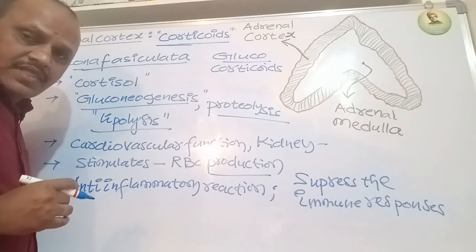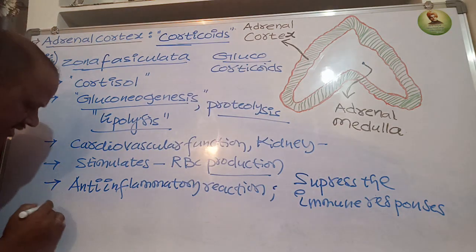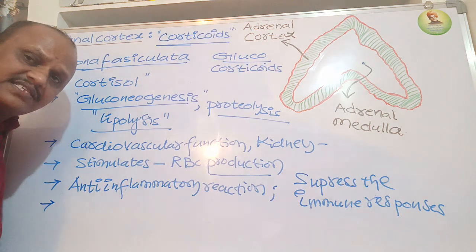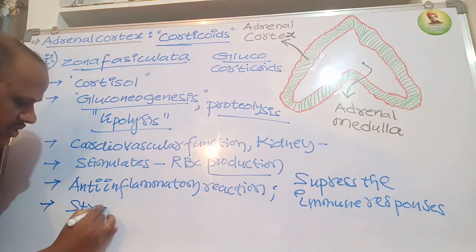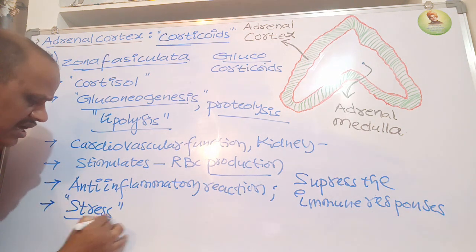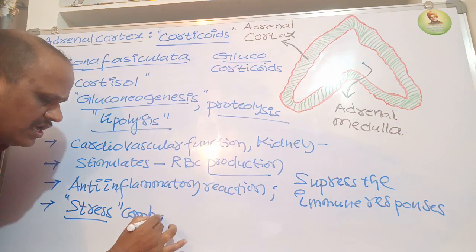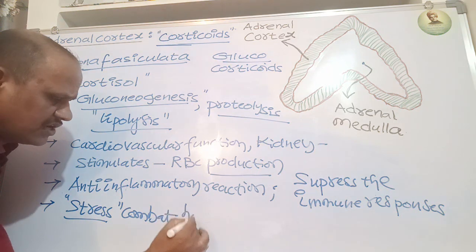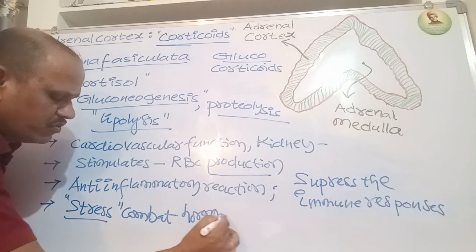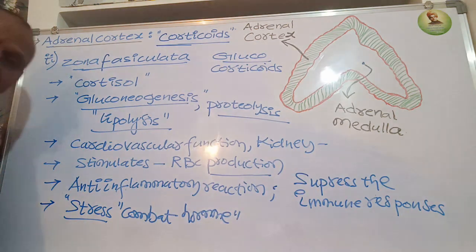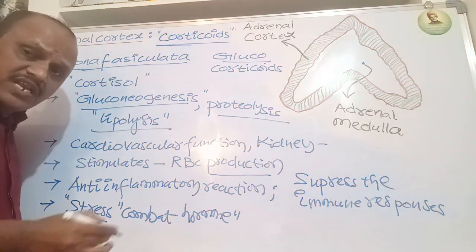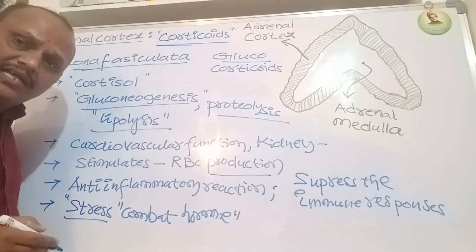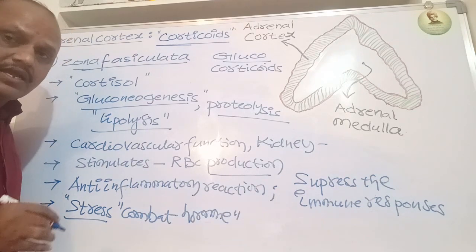Cortisol is considered a stress combat hormone. It also inhibits the cellular uptake and utilization of amino acids. These are the functions of cortisol.